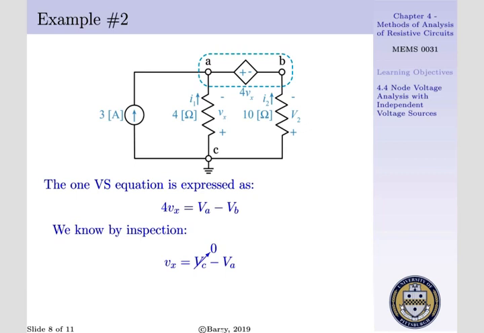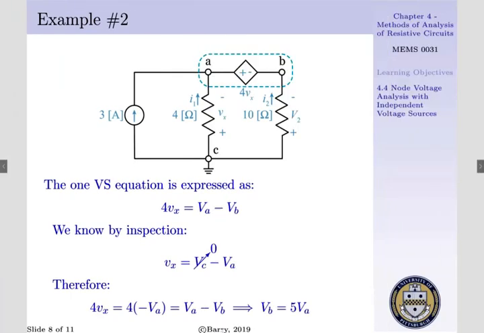If we substitute in our known value for Vx into our voltage source equation, we have 4Vx, which is equal to minus 4Va, which is also equal to Va minus Vb. Thus, we can say Vb is equal to 5Va.